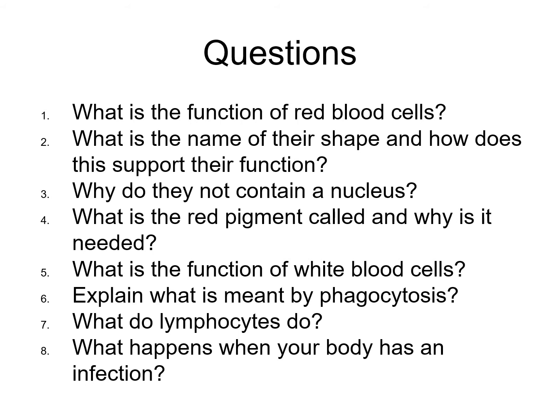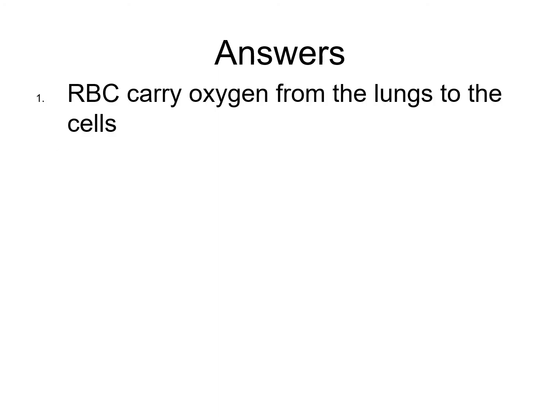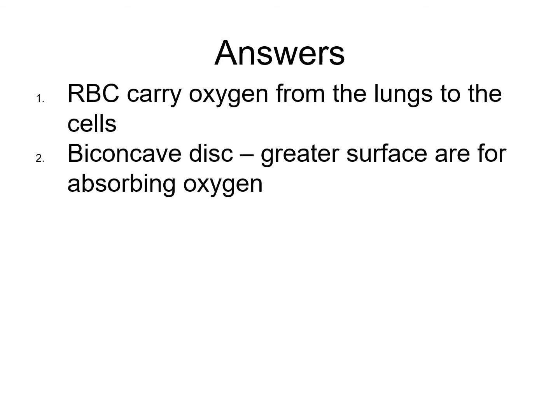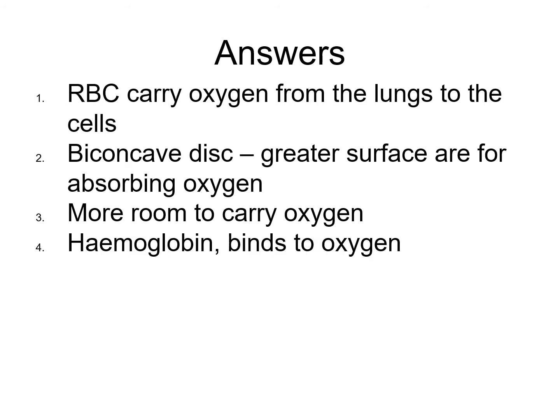And now on to the answers. Number one, red blood cells carry oxygen from the lungs to the cells. Number two, they're known as a biconcave disc, and that gives greater surface area, that should say, for absorbing oxygen. Number three, more room to carry oxygen. Number four, hemoglobin, which binds to oxygen.